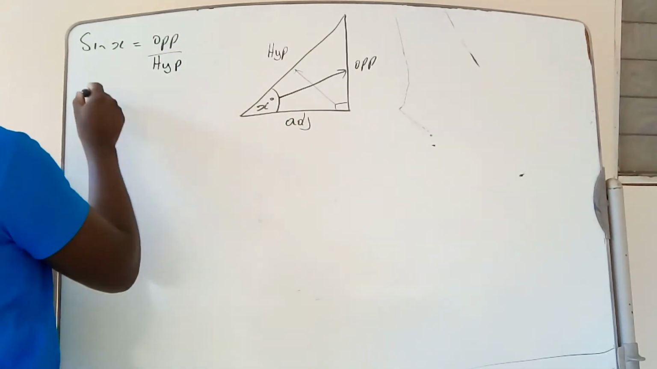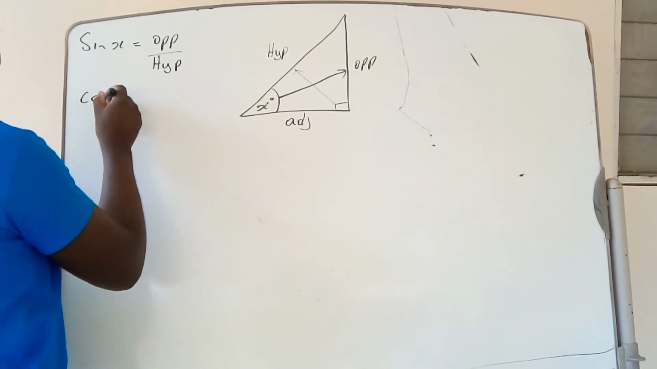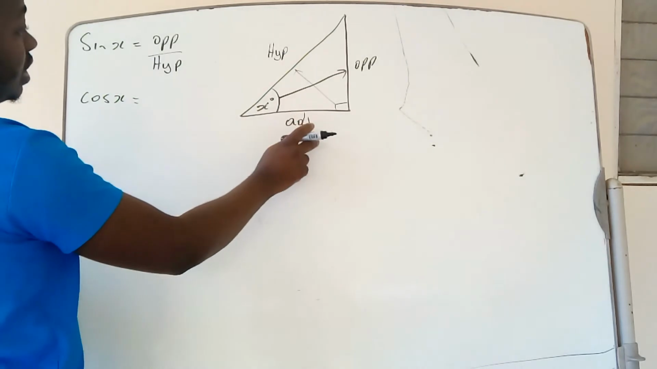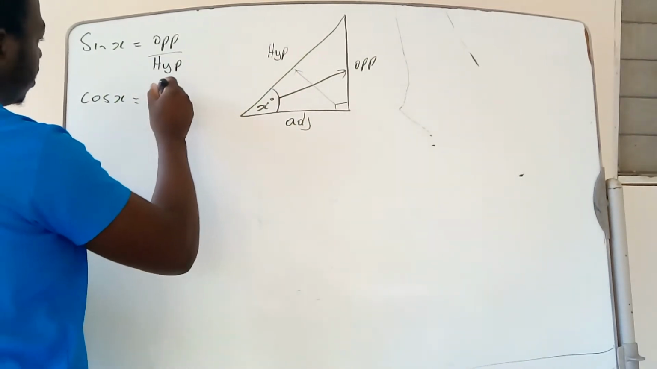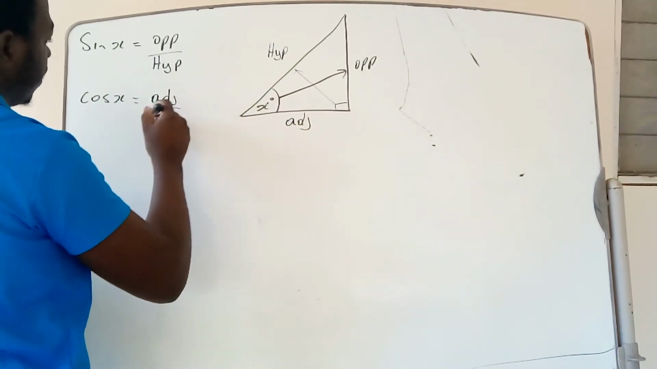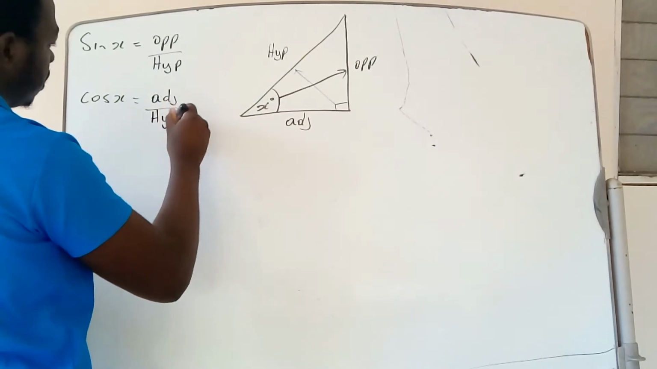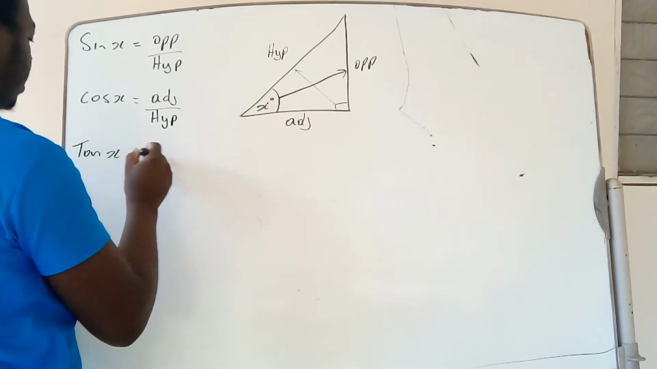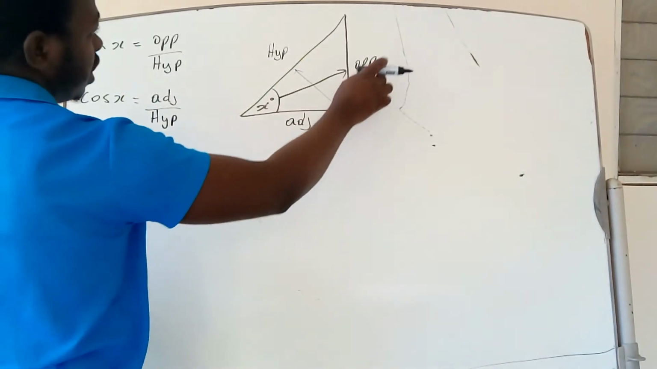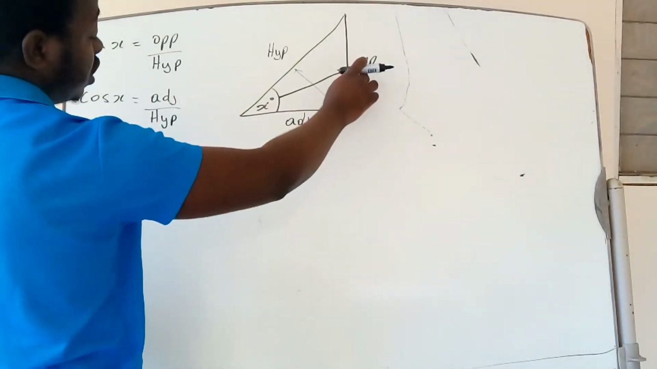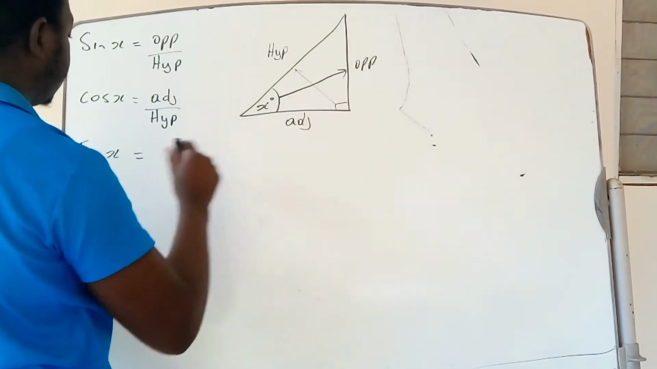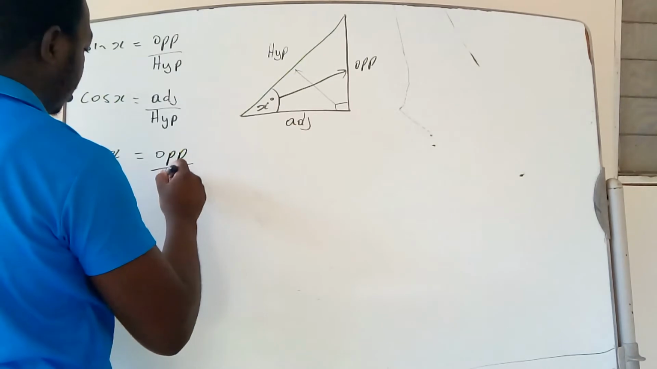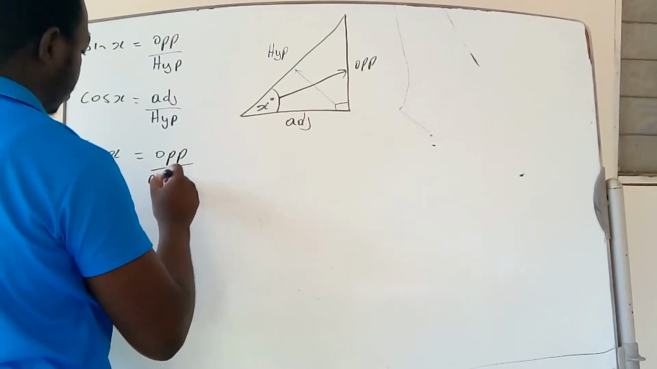What about cos of x? What do you think cos of x would equal to? That would just equal the adjacent over the hypotenuse. So that's just the adjacent over the hypotenuse. What about tangent of x? What do you think that is associated with? Which ratio? This is just associated with opposite over the adjacent. So that's just the opposite over the adjacent.